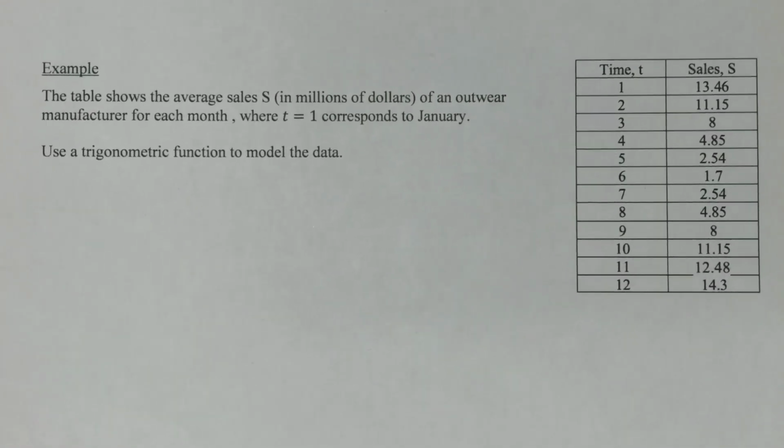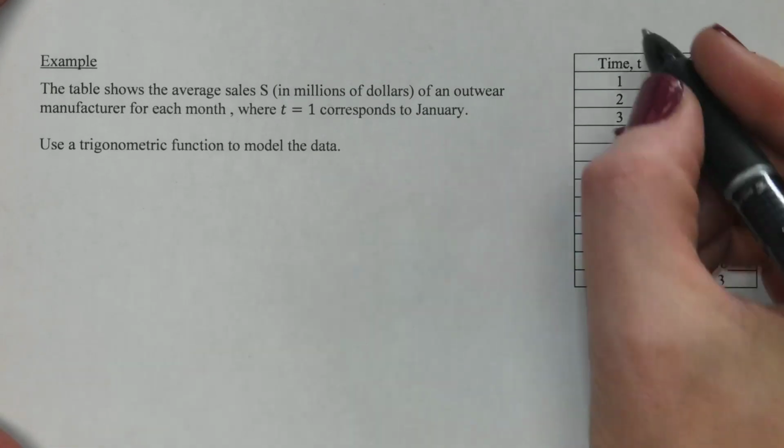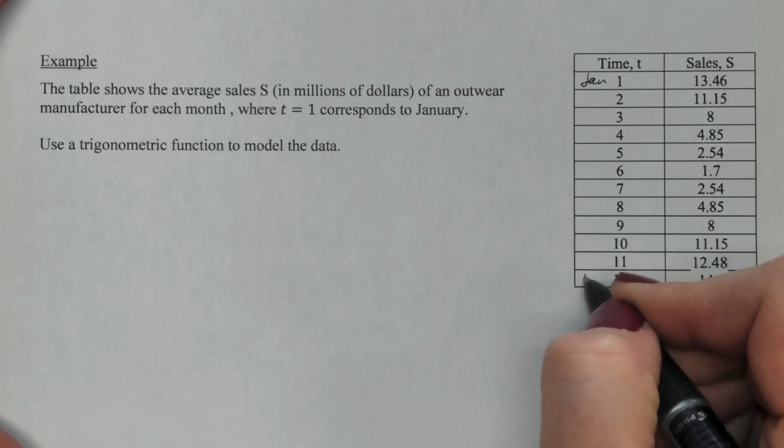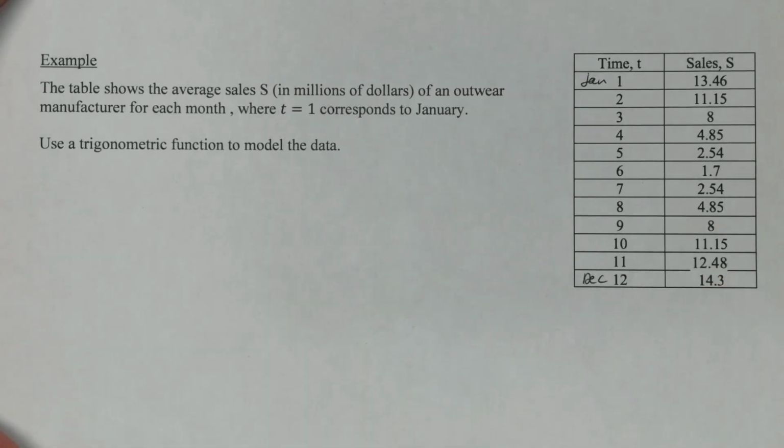One more example to go through with you. This shows the average sales of an outerwear manufacturer. T1 corresponds to January, so January all the way to December, and we use a trig function just to model the data. So they just want us to write an equation.